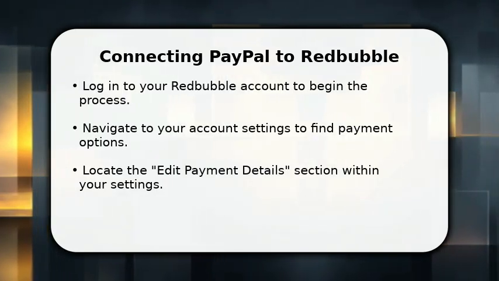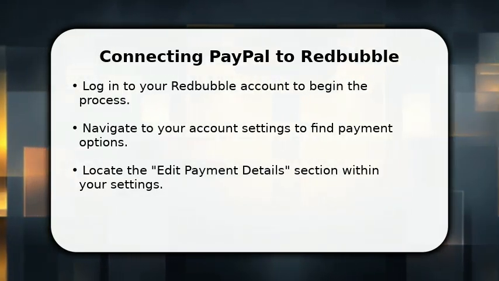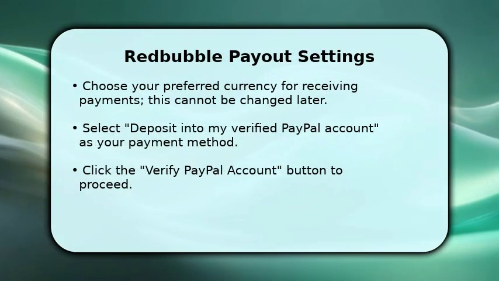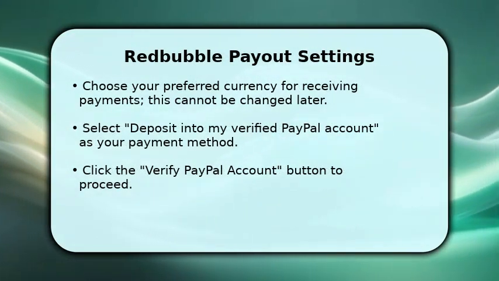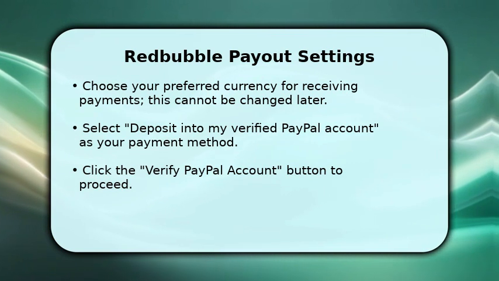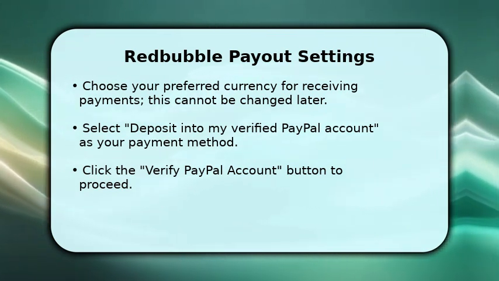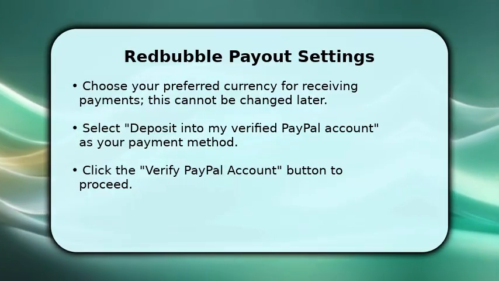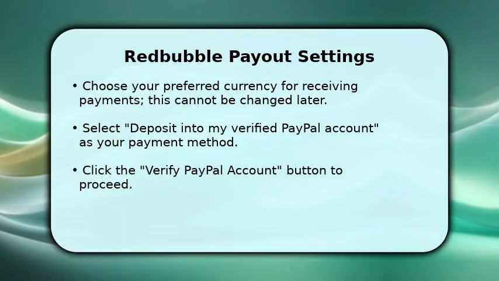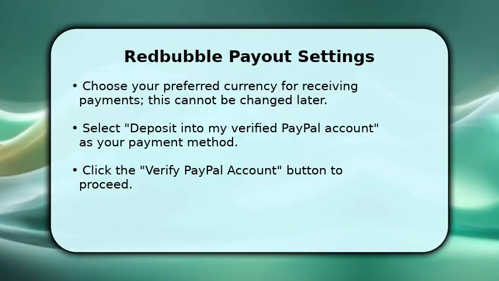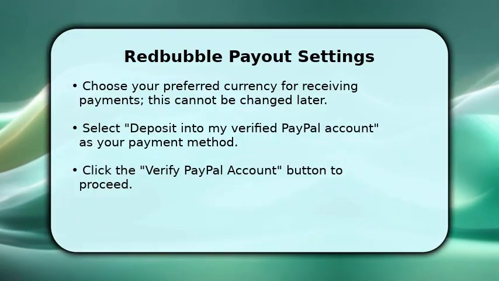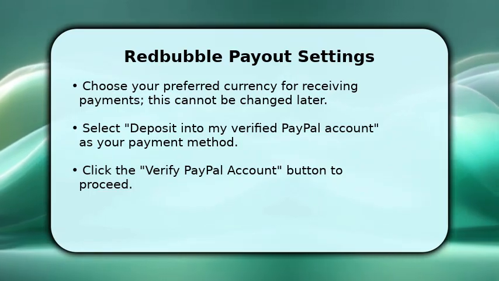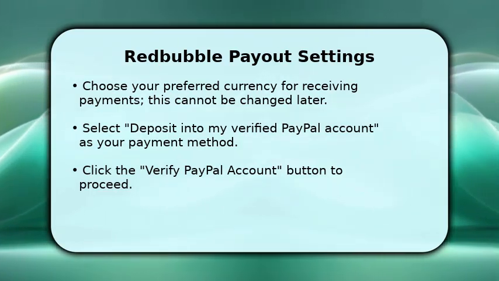From there, you will find the Edit Payment Details section, which is where we will set up your PayPal. Within the Edit Payment Details section, you will see options for how you want to get paid. It is crucial to select your preferred currency, such as US dollars, euros, or British pounds, as this choice is permanent. Next, choose the option to deposit into your verified PayPal account. After making this selection, click the Verify PayPal Account button to move to the next step in the connection process.